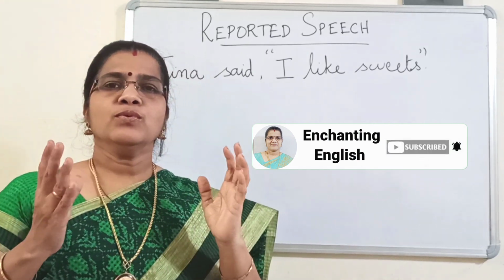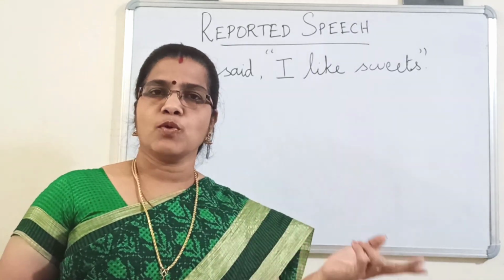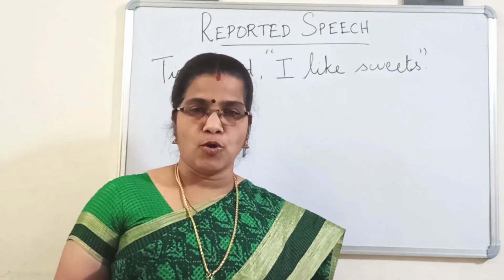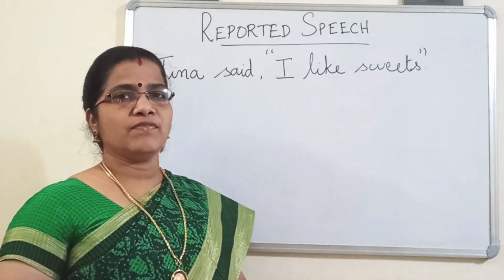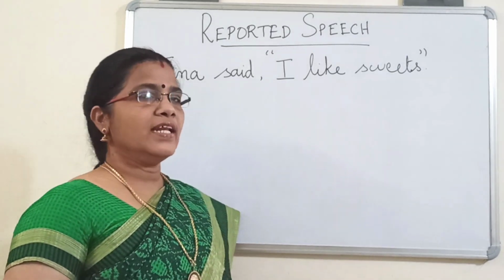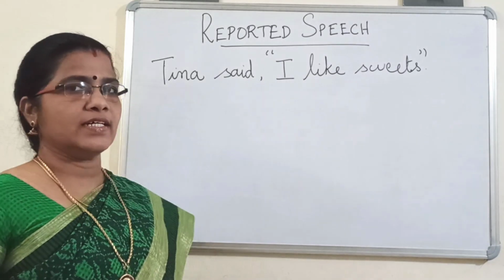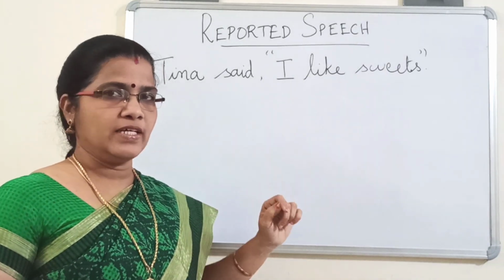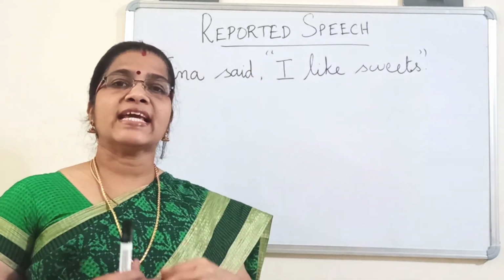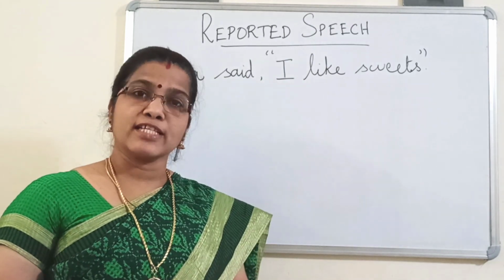Now, when you narrate spoken words, you have two ways of narrating them. One is direct form, the other one is indirect form. Now look at the example I have given here for you. The example is this: Tina said, "I like sweets." So I have narrated the spoken words of Tina here. Who is the speaker here? Tina is the speaker. And what did she say? "I like sweets." I have used the exact words spoken by Tina, and this is an example of direct speech.